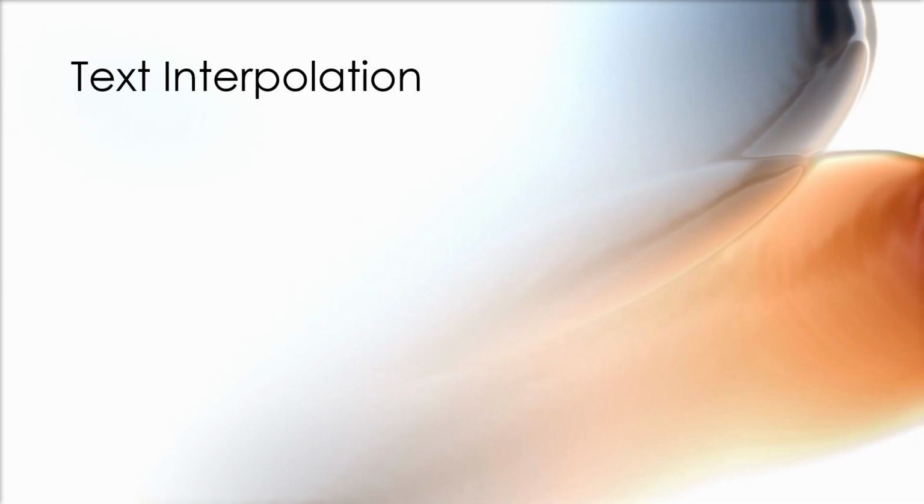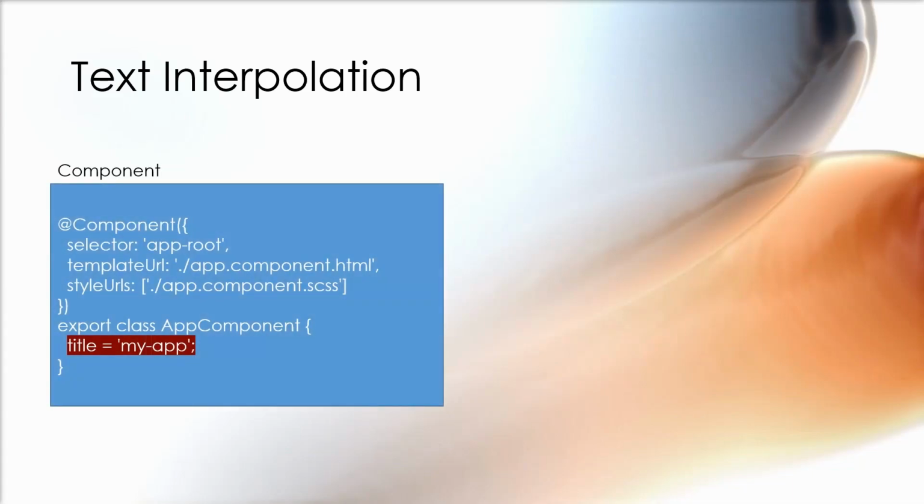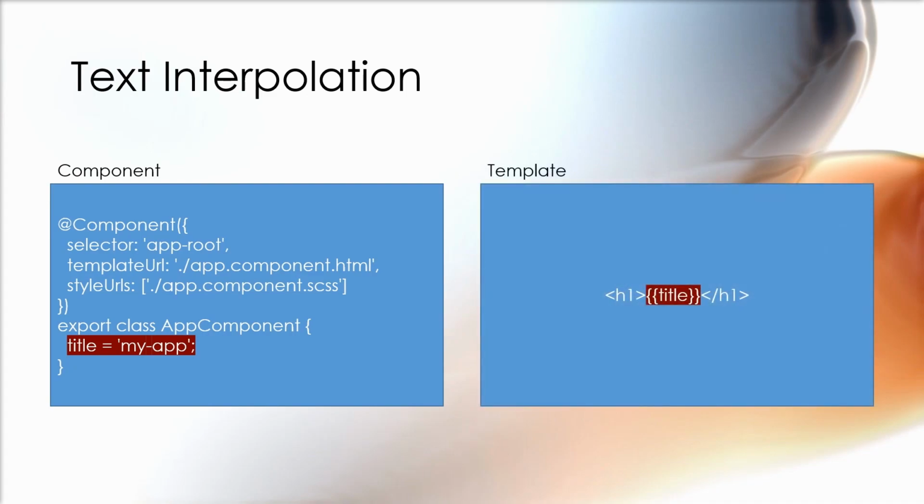Let's start with text interpolation. We use text interpolation when we have some data in our component file, and as I said, if I am mentioning the component file, I am mentioning the TypeScript file. It should not make any further confusion. For example, we have a variable title and we want to display the value of the title within our template or HTML file. How to do that?